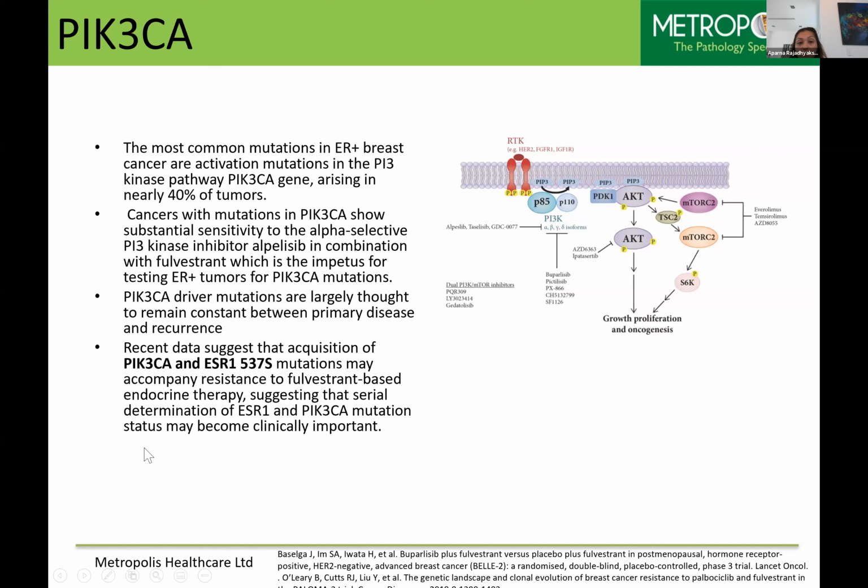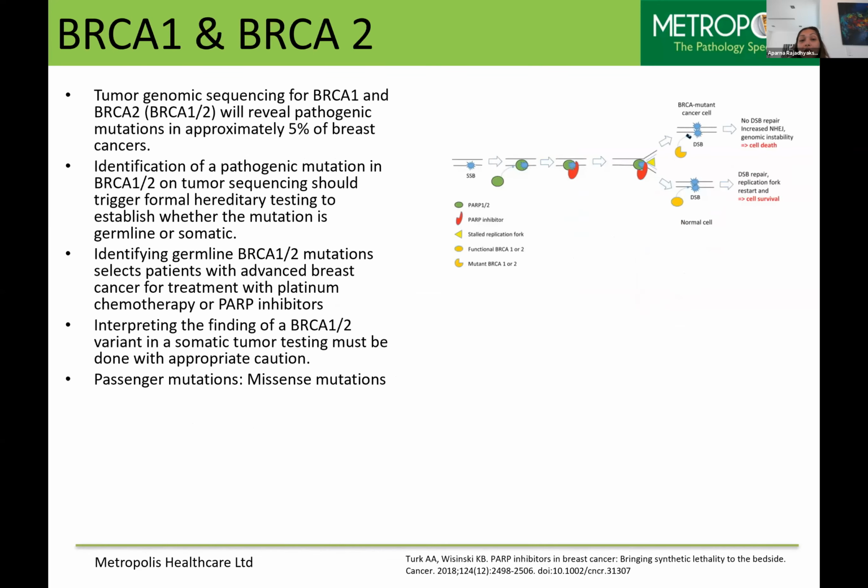acquired ones. So BRCA1 and 2: there are pathogenic mutations in about 5% of cancers. And if you see one in the somatic mutation, it is recommended that you do germline testing of BRCA1 and 2, because with identification of germline BRCA1 and 2, you can give PARP inhibitors.